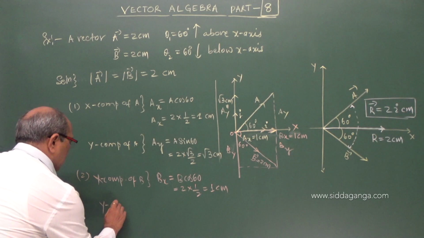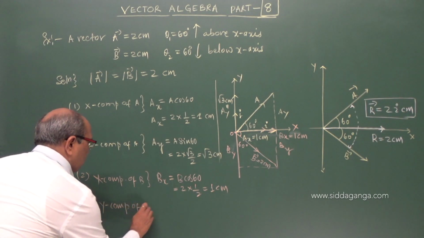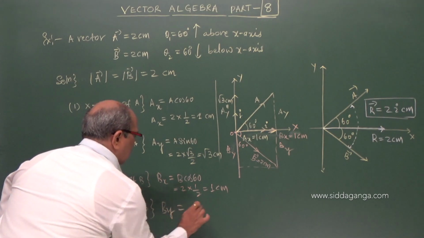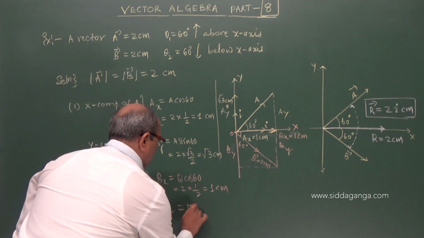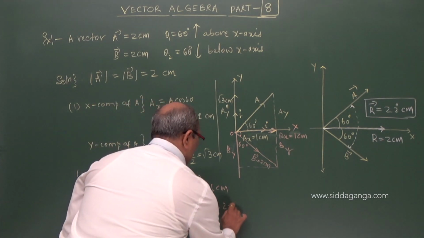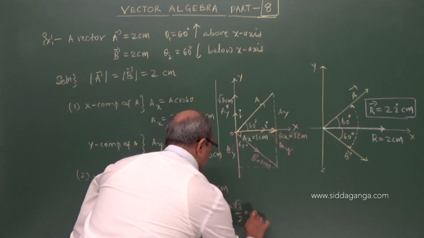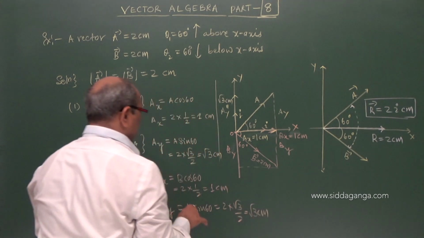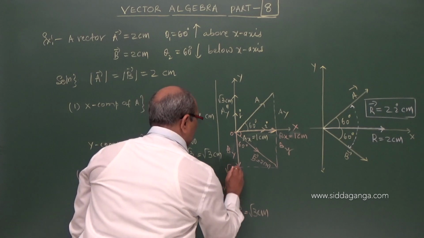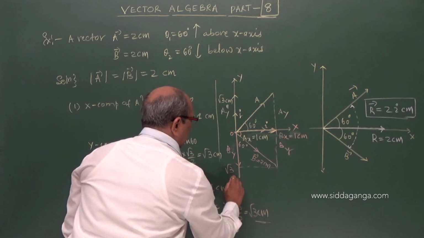So the Y component of B, BY equal to B sin 60, which is equal to 2 into root 3 by 2 is root 3 centimeter, but downward. That becomes minus root 3 centimeter.